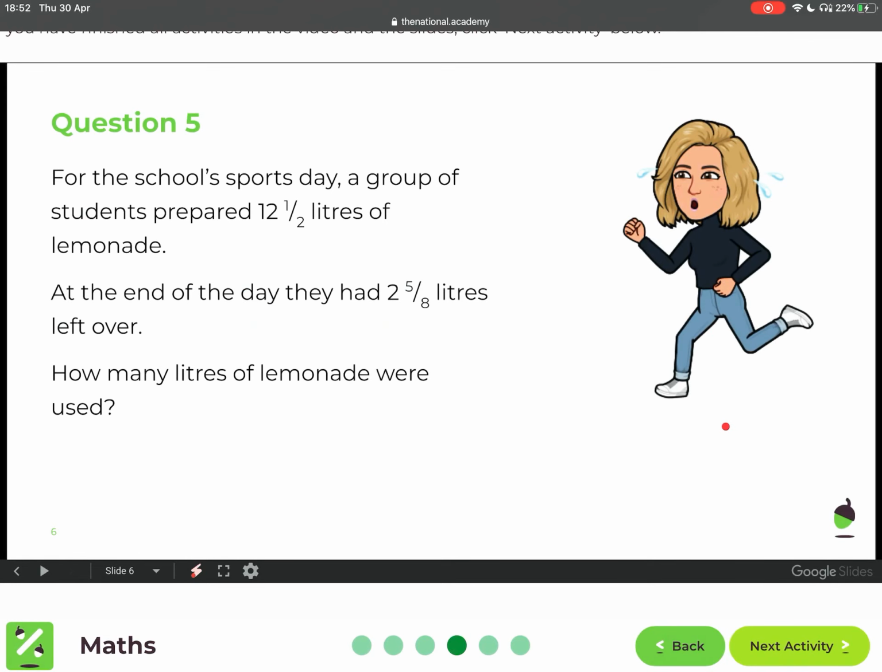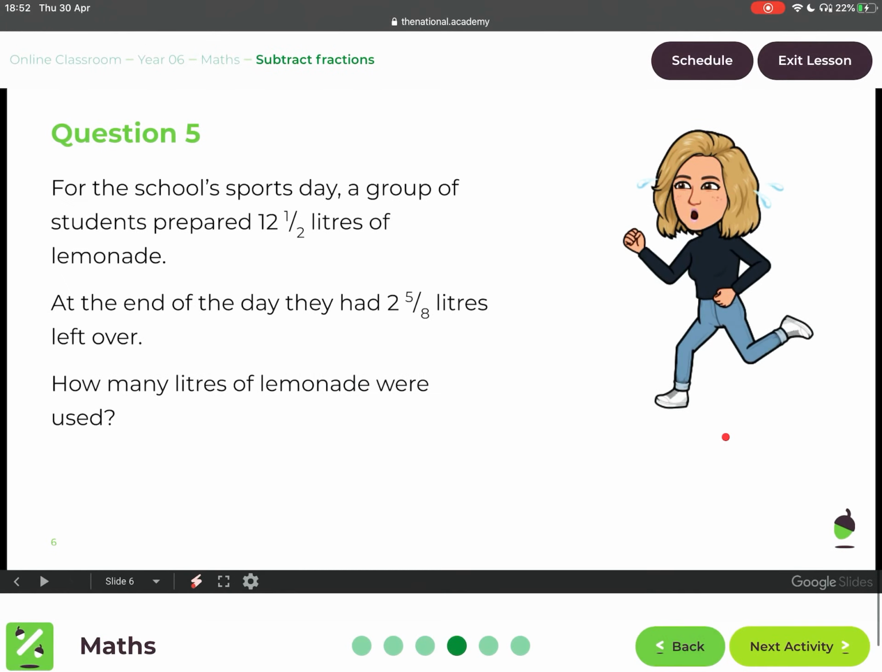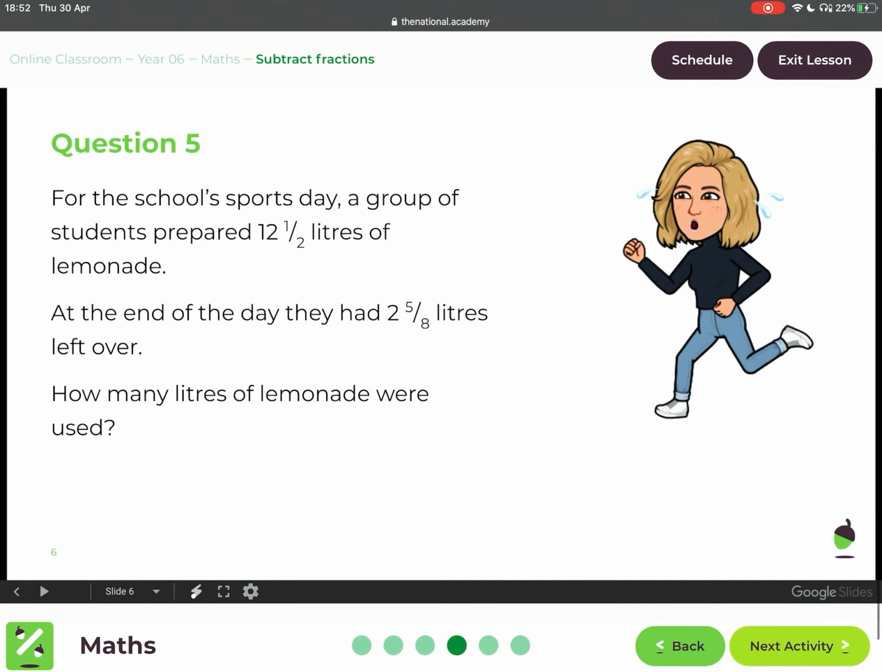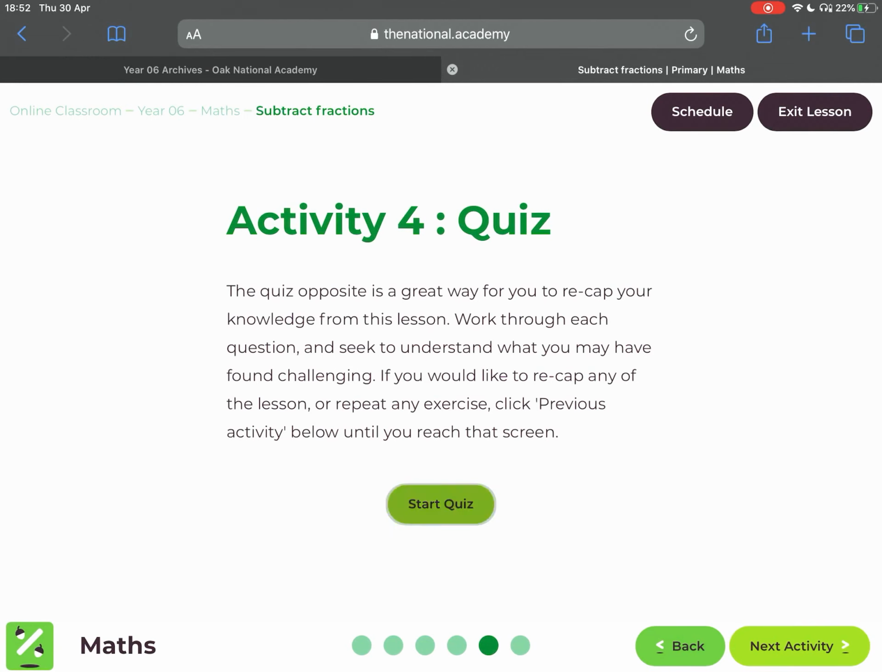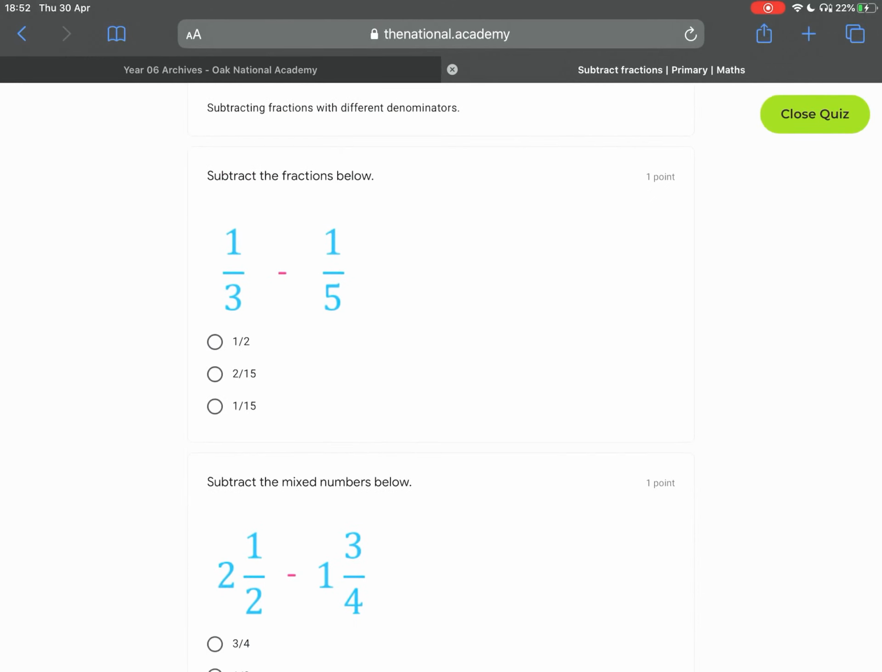Question 5. For the school sports day, a group of students prepared 12.5 litres of lemonade. At the end of the day, they had 2 and 5/8 litres left over. How many litres of lemonade were used? The answer here would be 9 and 7/8. After you did that, go mark it. And after you've marked it, you've got your quiz here. Quiz. There. A final quiz.